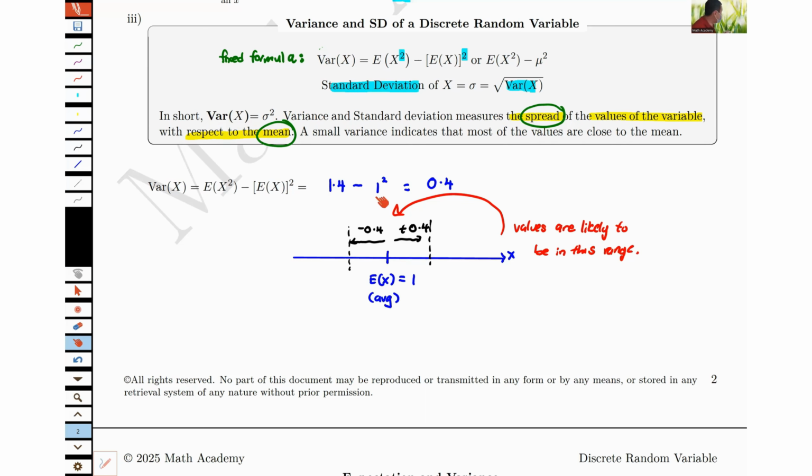Okay, but you don't need to really know this. What you need to know is the definition of variance in this format, the formula, and also what is standard deviation. It is the square root of your variance.